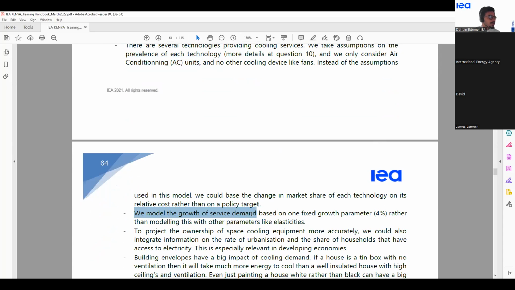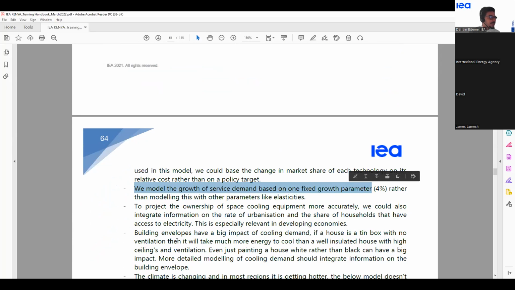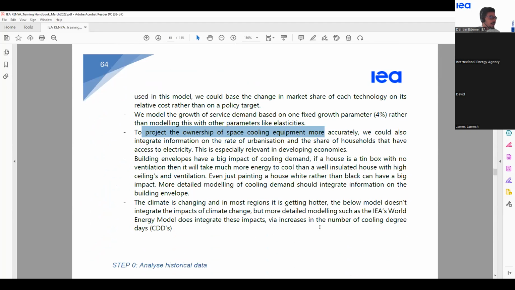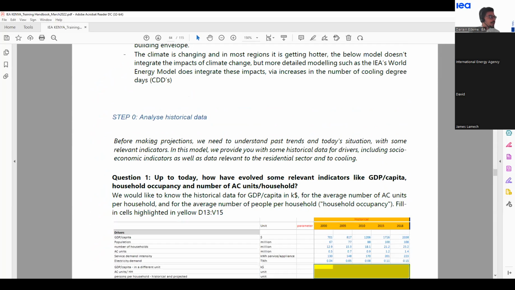We model the growth of service demand based on one fixed growth parameter. To project the ownership more accurately, we could also integrate information, for example, as Tim said during the presentation, about the rate of urbanization and other stuff. So I will move on.